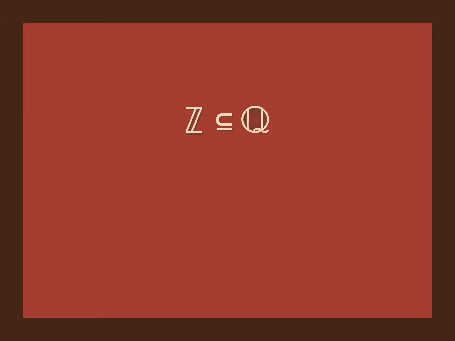So since integers make up our rational numbers, we can say integers are a subset of our rational numbers. So Z is a subset of Q. And since W is a subset of Z, our whole numbers are a subset of our integers, that means that our whole numbers are a subset of rational numbers, or W is a subset of Q. And since our natural numbers are a subset of our whole numbers, which are a subset of our integers, which are a subset of our rational numbers, we can say that our natural numbers are a subset of our rational numbers, or N is a subset of Q.